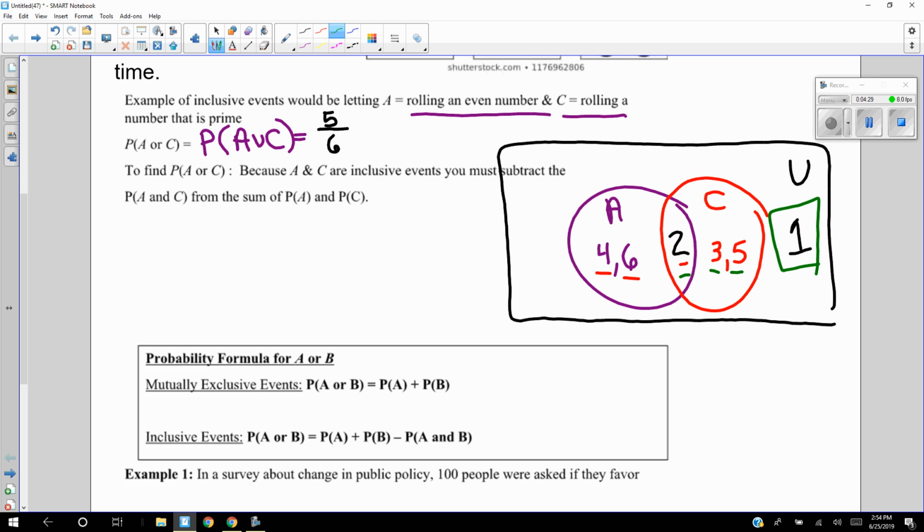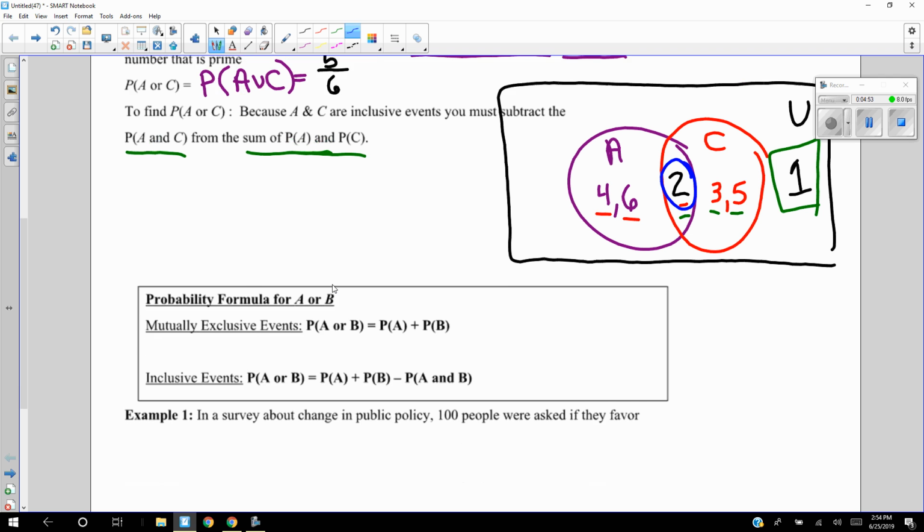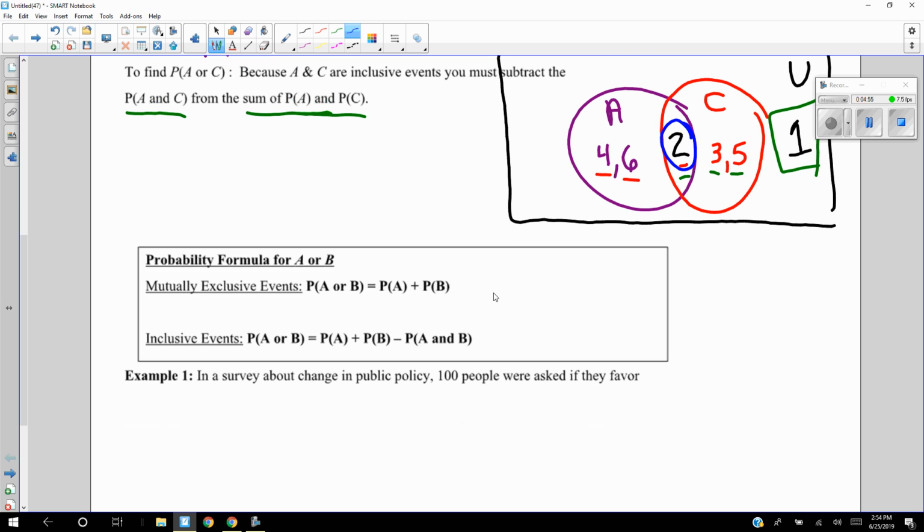The formula to this is pretty similar to the previous example. You have to subtract, though, the intersection, the probability of A and C, from the sum of the probability of A and the probability of C. So that intersection value just has to be subtracted from the sum at the end. And you can see here the formula is written down below. And then we're going to use those in the rest of these problems.